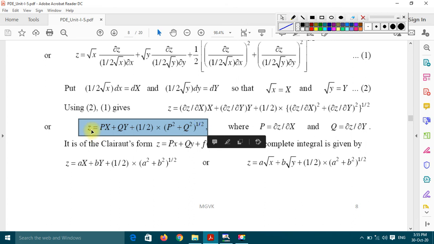So its solution is z is equal to a capital X plus b capital Y plus 1 by 2 into a square plus b square to the whole power 1 by 2. Now substitute the value of capital X and capital Y. Your capital X is root x and capital Y is root y. So the required complete solution, or complete integral, is z is equal to a root x plus b root y plus 1 by 2 into a square plus b square to the whole power 1 by 2. Okay, thank you.